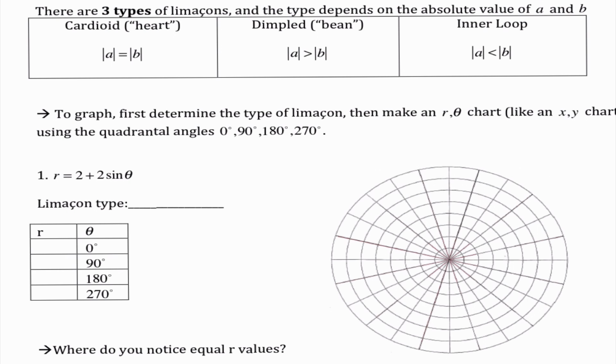So to graph, first we need to determine what type of limacon it is, and then we're going to make an r theta chart and use all the quadrantal angles 0, 90, 180, and 270. Okay, so that is our plan. So looking at number 1, I noticed that the absolute value of 2 and the absolute value of 2 are equal to each other. So this is going to be a cardioid.